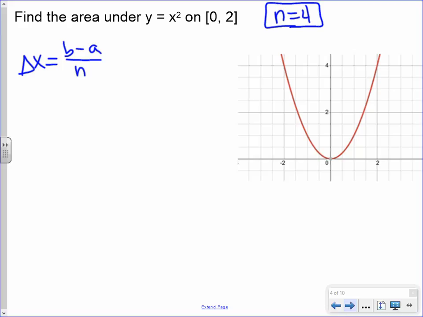Okay, so let's go ahead and find the change in x. Since our interval is 0 to 2, we're going to take 2 minus 0, and then we'll divide it by the number of rectangles we have, which is 4. So our change in x is 1/2.